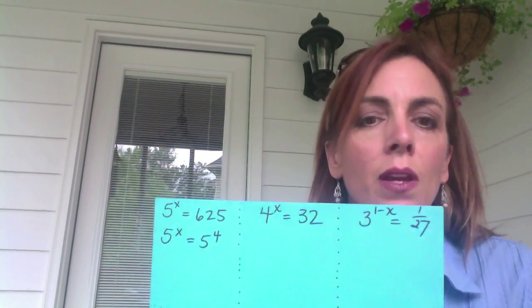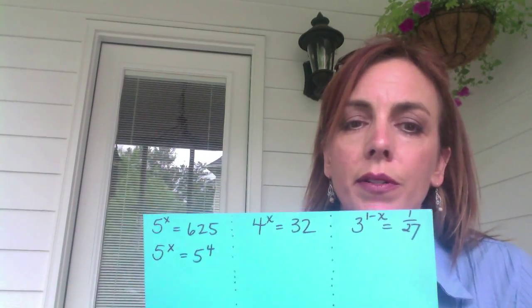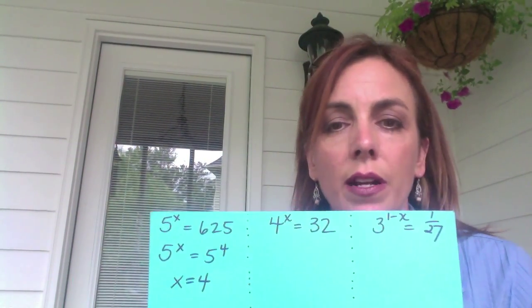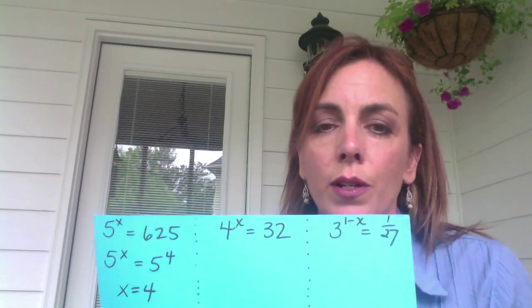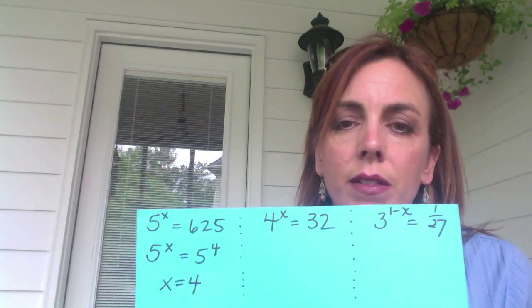Which means that I can say 5 to the x is equal to 5 to the 4th. Well, if 5 to the x is equal to 5 to the 4th, we can equate our exponents and be done. x is equal to 4. I know that once I substitute that 4 in, I have a true equation, so we're good to go. Move into the next example: 4 to the x is equal to 32.